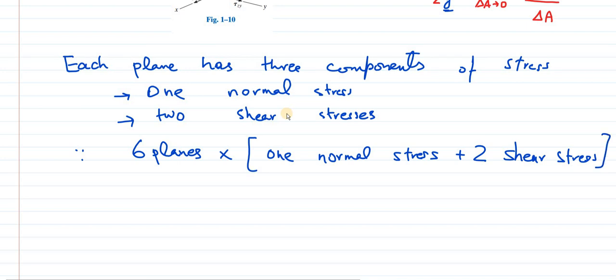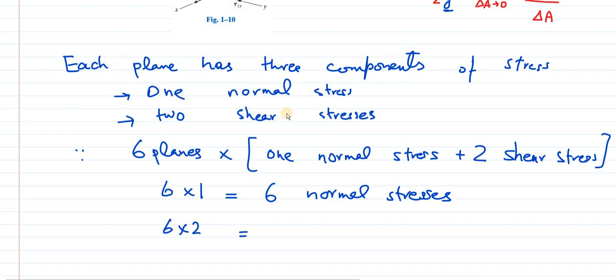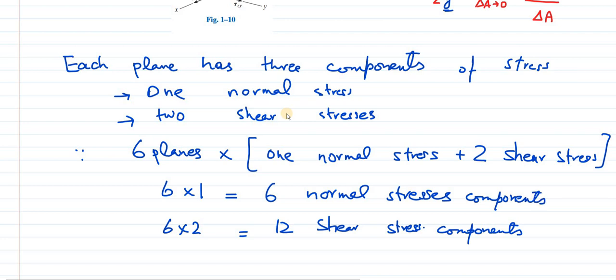So it means in total we have 6 into 1, 6 normal stresses in total, and 6 into 2, 12 shear stress components. Better to say stress components. So, normal stress components and shear stress components.